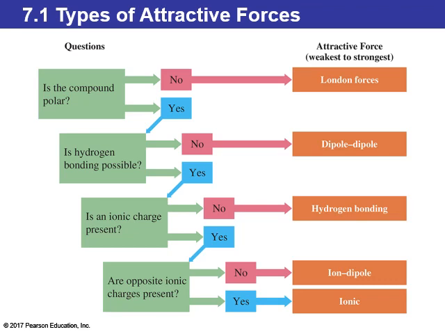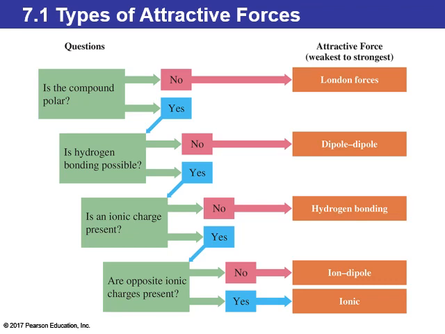So this is just a really easy table to determine what kind of bond you're working with. So you look at first, is the compound polar? If the compound's not polar, then you've got London attraction forces. So if you're working with a nonpolar compound, London force. If the compound is polar, then you have other possibilities. So we're going to look and see, is hydrogen bonding possible? And if hydrogen bonding is not possible, then we probably have a dipole-dipole interaction going on.